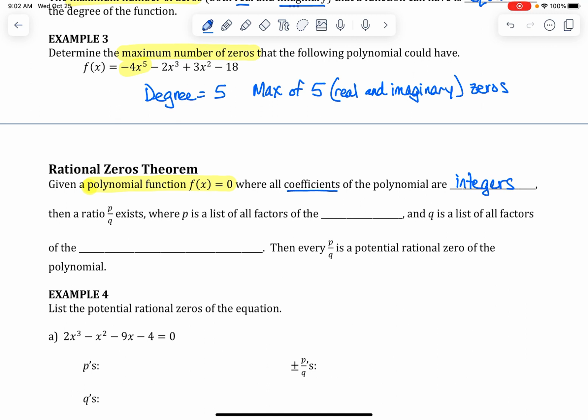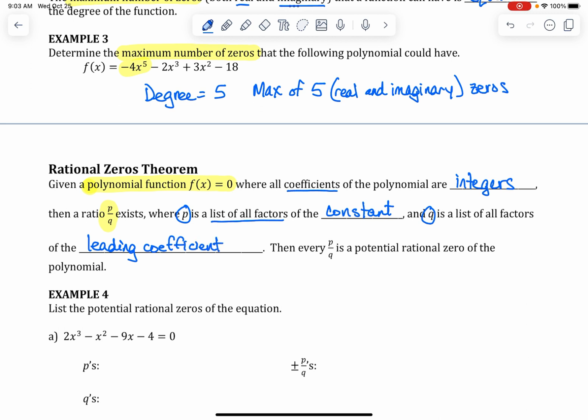What this theorem says is that there is a ratio of two numbers, and we call it P over Q. So if you take P and divide it by Q, you're leading into what we're doing with this theorem. What is P? P is a list of all of the factors of the constant. Whatever the polynomial is, you look at the constant, and a list of its factors is going to be P. Then Q is a list of all the factors of the leading coefficient. So we're basically looking at the last term and the first term.